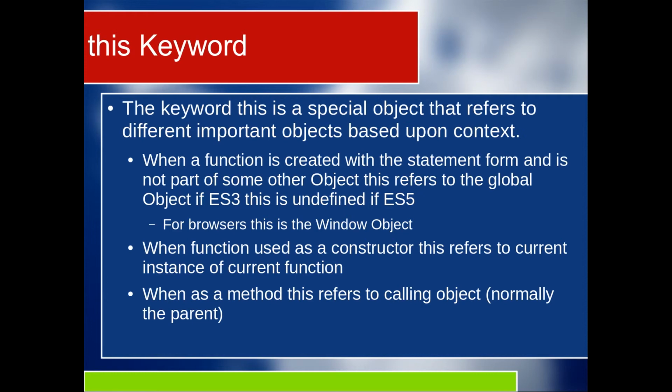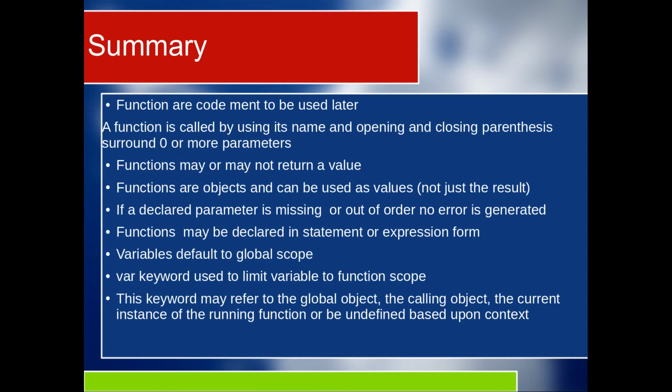So obviously that means my next video will be objects. But before we go, let's take a look at a summary of what we talked about here. First of all, we have to realize that functions are code that is meant to be used later. A function is called by using its name and opening and closing parentheses surrounded by 0 or more parameters. Functions may or may not return a value. Functions or objects can be used as values. I want to repeat, not just the result of the function's execution. The function itself is the value.